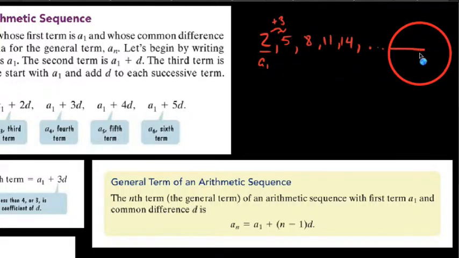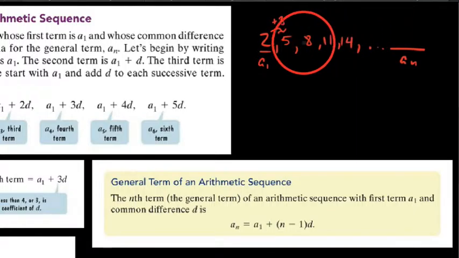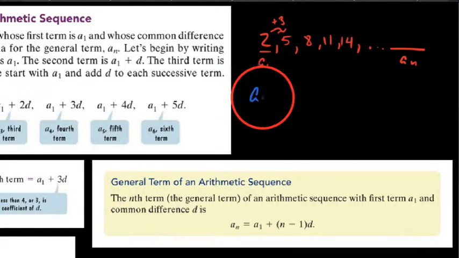The real question is, could we come up with a rule for the nth term so that if I wanted to find the 25th term, I could just tell you by plugging in 25 that right there is the output? And so that being said, let's go ahead and explore what we have here.